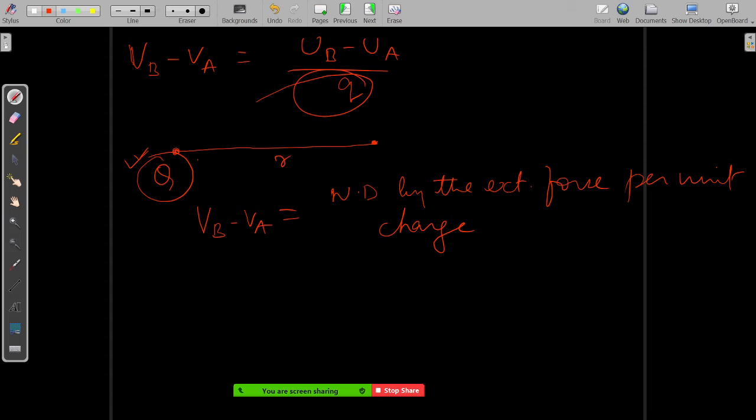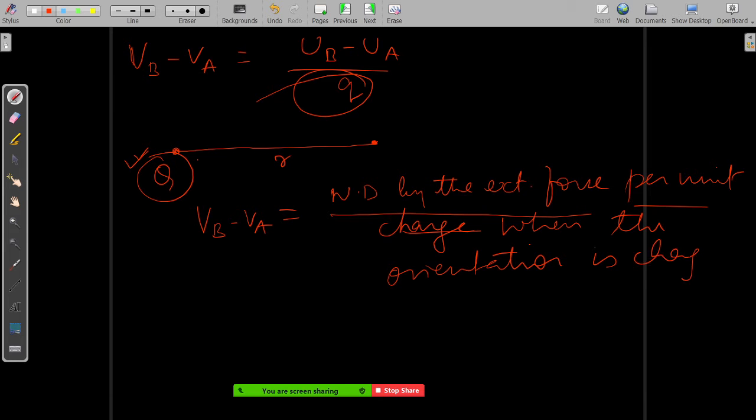Okay, so the definition will change. So VB minus VA is work done by the external force. This is your change in potential energy per unit charge. This basically gives you VB minus VA when the orientation is changed from A to B. Okay? This is your VB minus VA.